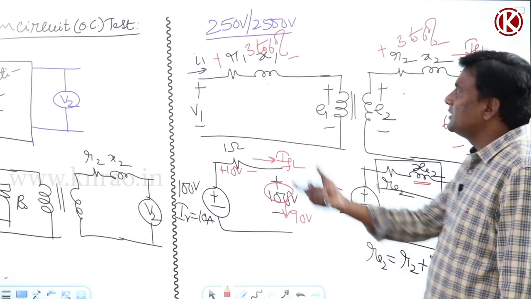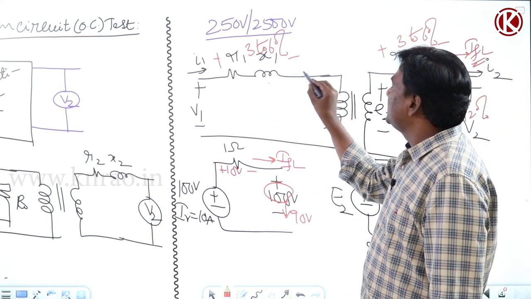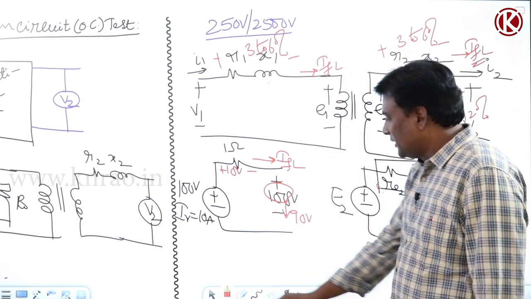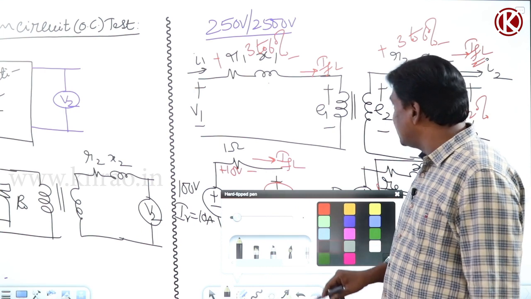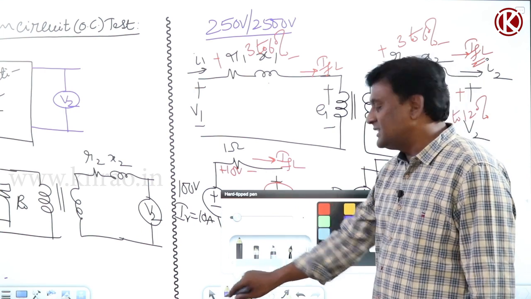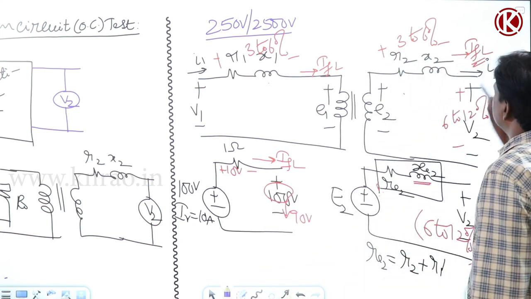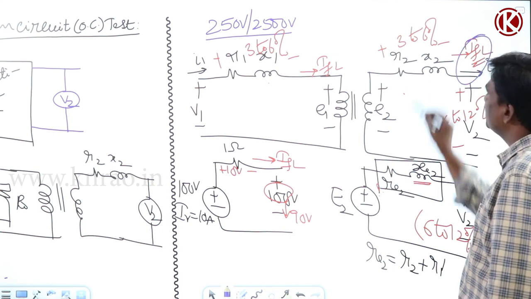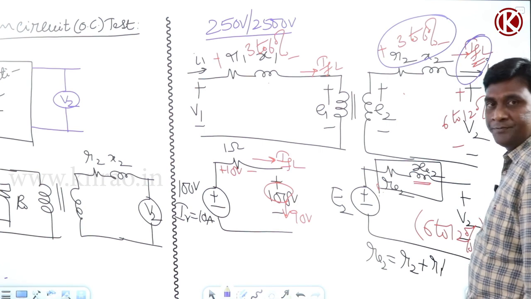3 to 6%. How much is the voltage drop here? 3 to 6% if I take full load current. Now let us think of OC test conditions. In OC test conditions, how much is the current in secondary? 0. I2 is going to be 0. So this is going to be 0.